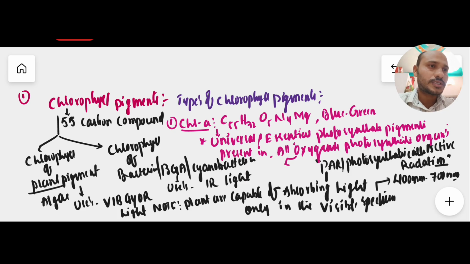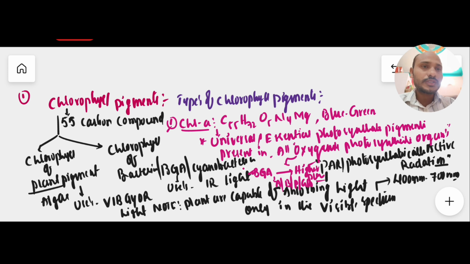oxygenic photosynthetic organisms. For example, this starts from blue-green algae to higher plants: blue-green algae, then algae, then bryophyta, then pteridophyte, then gymnosperm, and then angiosperm, like higher plants. All these plants evolve oxygen during photosynthesis, so all these organisms perform oxygenic photosynthesis. Hence in each and every organism, from lower organisms to higher plants, there is a universal pigment present, that is chlorophyll A pigment.